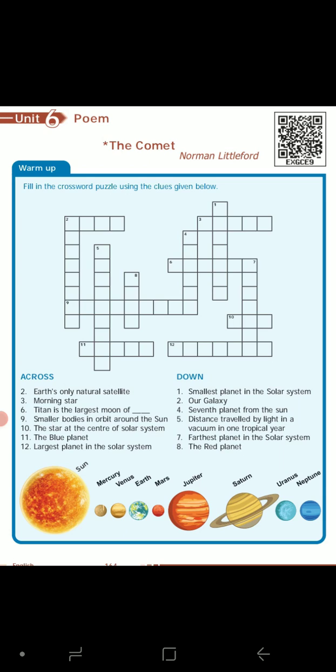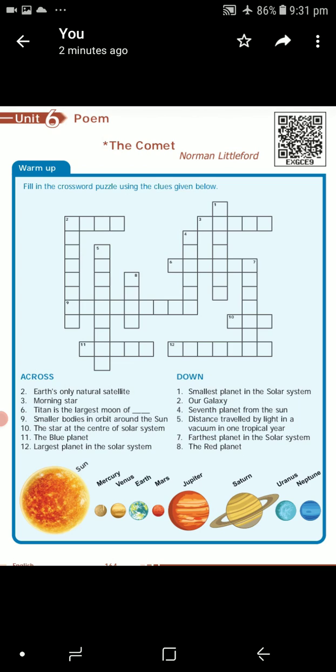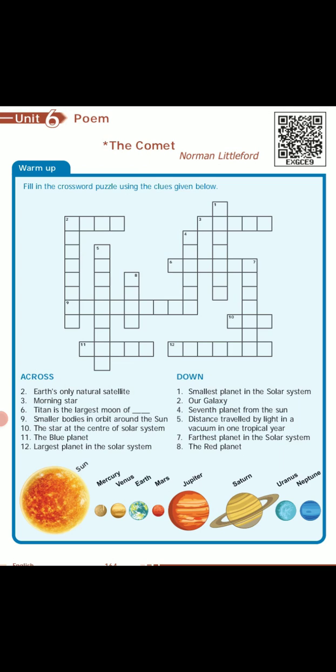Yes, Moon. Okay. Third one, morning star. Can you say which is the morning star? Venus. Then sixth one, Titan is the largest moon of dash, Saturn. The smaller bodies in orbit around the sun, ninth one, asteroids. The star at the center of the solar system, can you say which is the center of the solar system? Here a picture is given, yes, the sun is the center of the solar system.